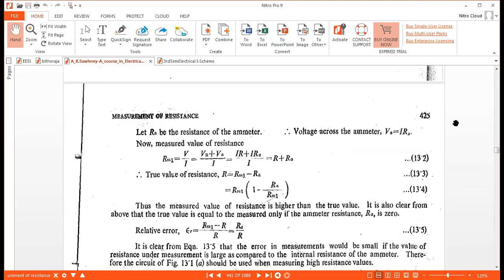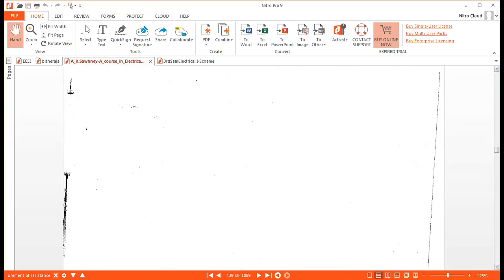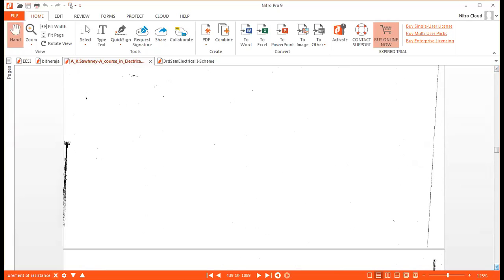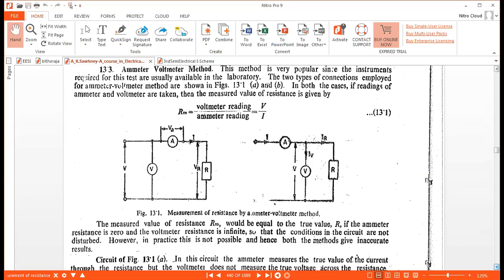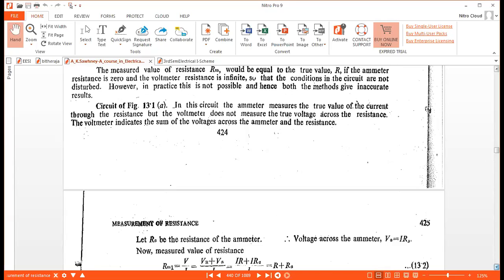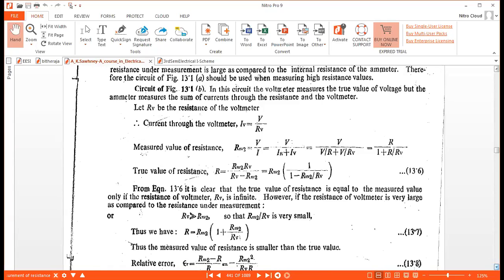The first figure is used for high resistance measurement, whereas this type is used for medium resistance measurement. So basically the VI method is very popular for the measurement of medium resistance.